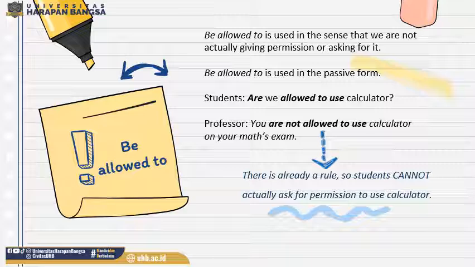Oke, so there is already a rule. Sebenarnya sudah ada peraturannya. Jadi, si mahasiswa tidak benar-benar meminta izin untuk menggunakan kalkulator. Jadi, dia tidak benar-benar meminta izin pada profesor untuk memakai kalkulator, tapi dia hanya memastikan apakah mereka bisa.